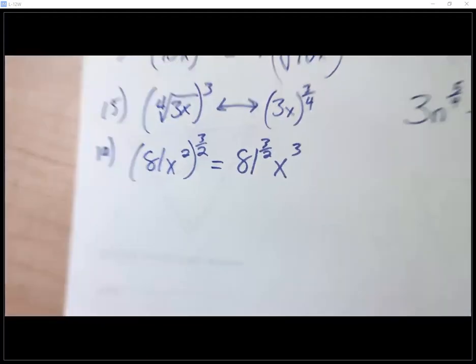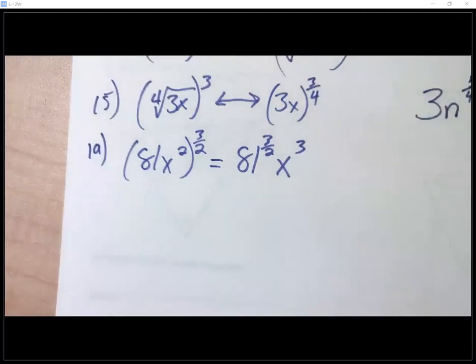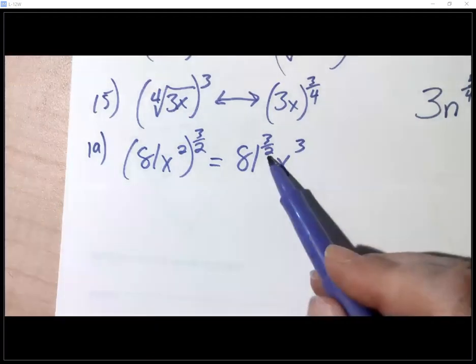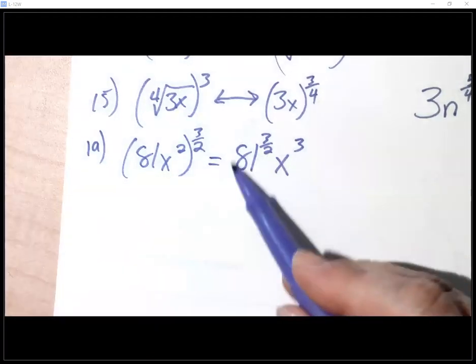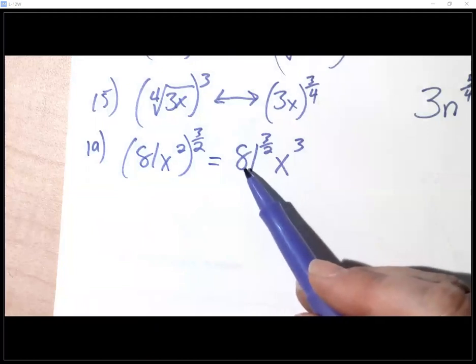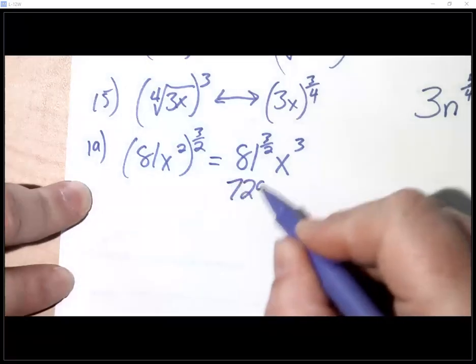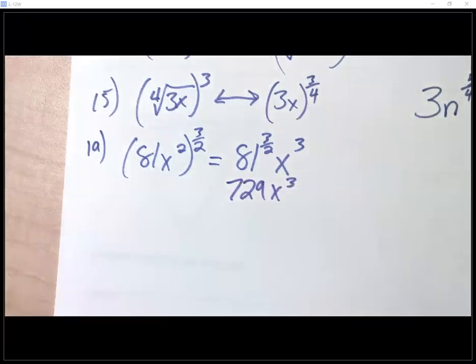You're not done though, because you can actually do 81 to the 3/2 power. Think about what that's saying. The denominator says, take the square root of this. Square root of 81 is just 9. And then cube that answer. So 9 cubed is 729. That's my final answer. Okay, we're good there.